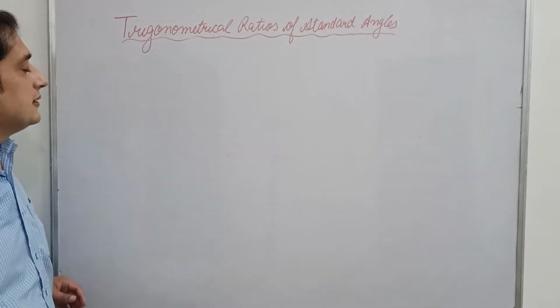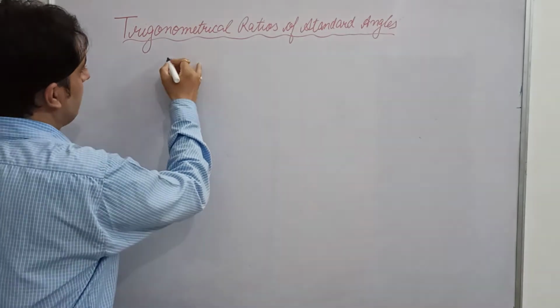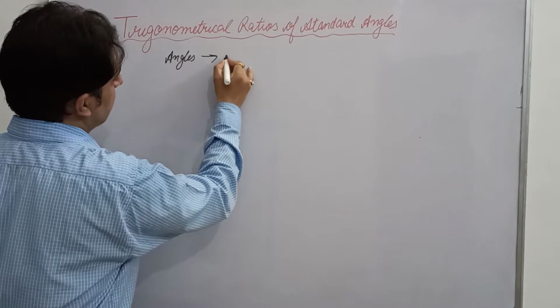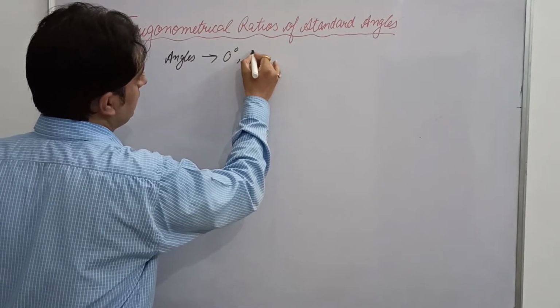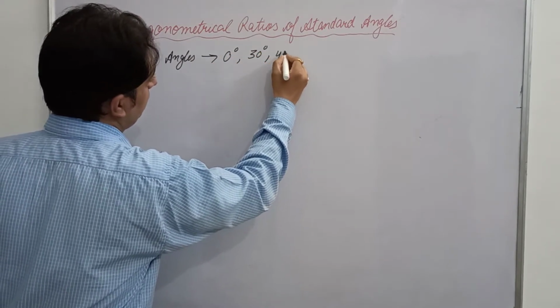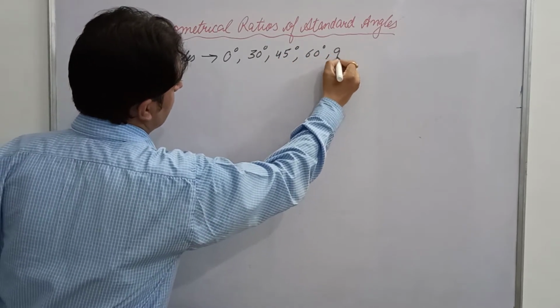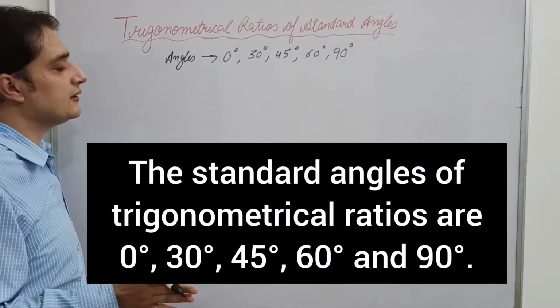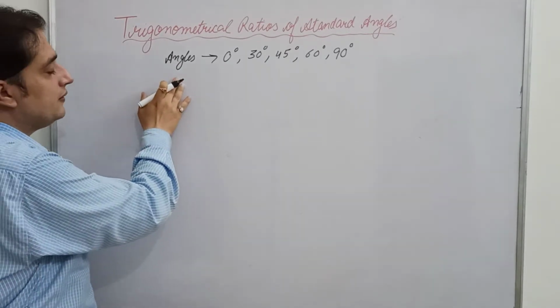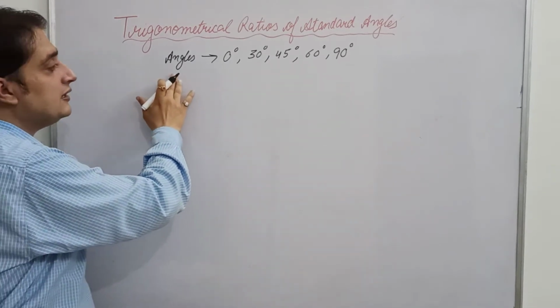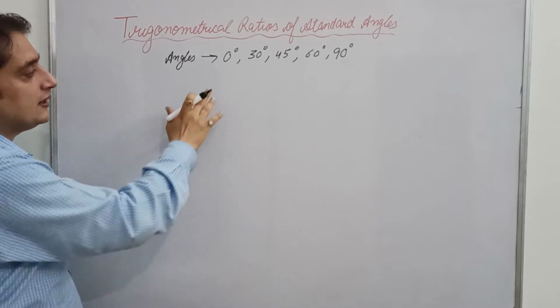So these standard angles are generally 0 degree, 30 degree, 45 degree, 60 degree and 90 degree. These are the important angles. As we know, the angle value ranges from 0 to 360 degree, right? But here we will define the 5 standard angles and their T ratio values.